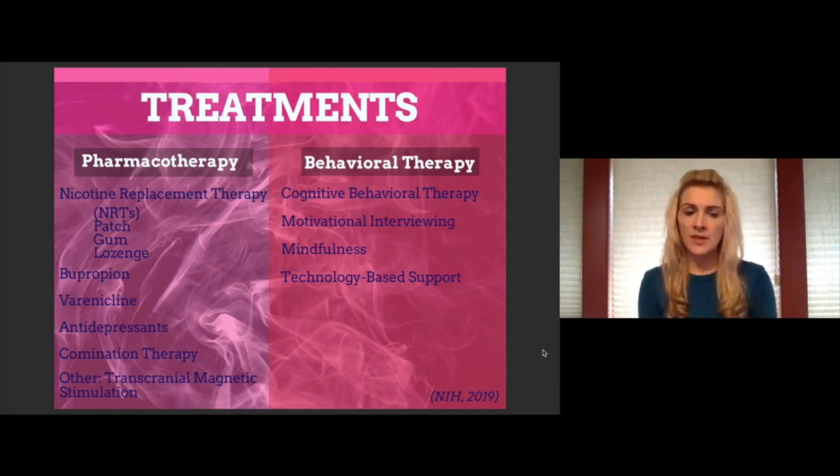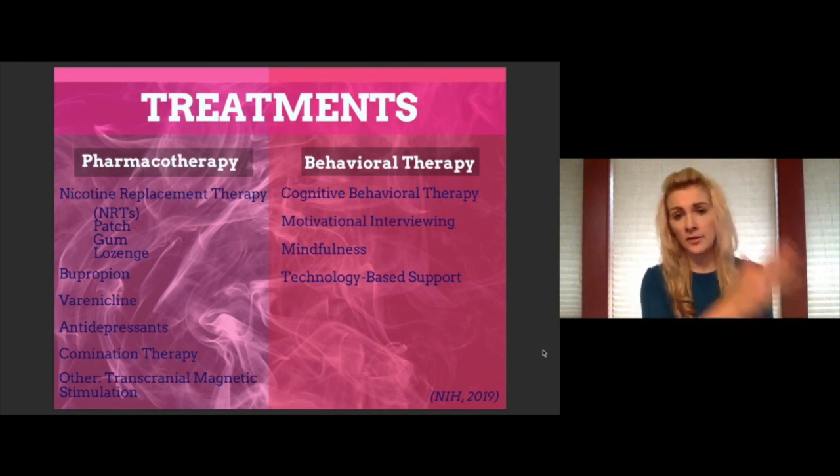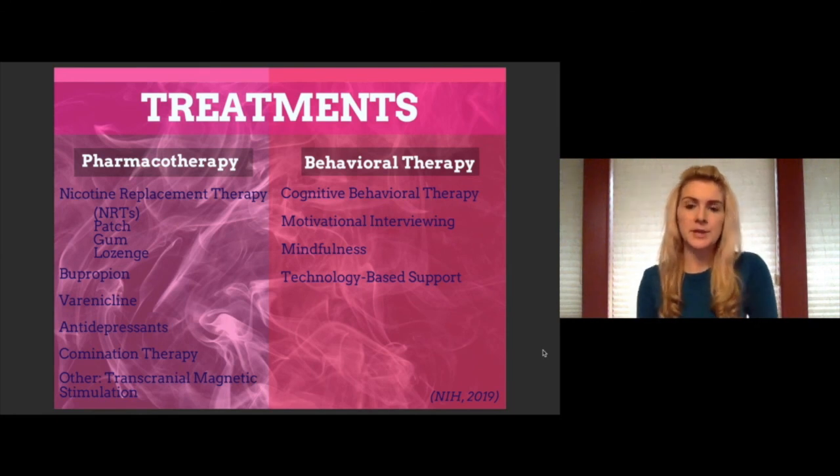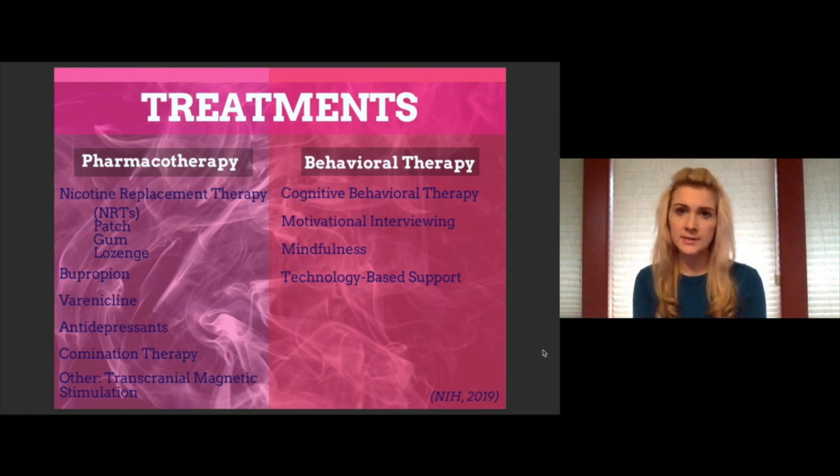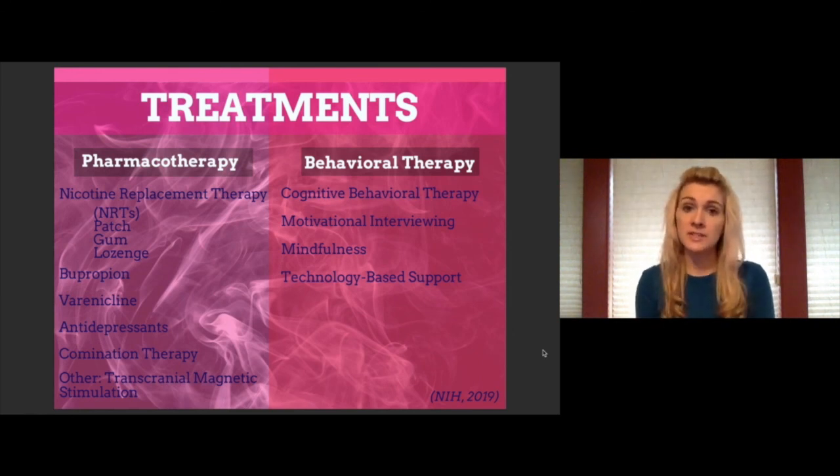And then there's also combination therapy. And on the other end, that also includes behavioral therapy. So seeing a therapist. Cognitive behavioral therapy is huge in helping smokers to stop smoking. Motivational interviewing, which is something that we'll actually talk about in one of the upcoming modules. Mindfulness, and also technology-based support. Yes, there is an app for that. And sometimes you can even pay yourself.